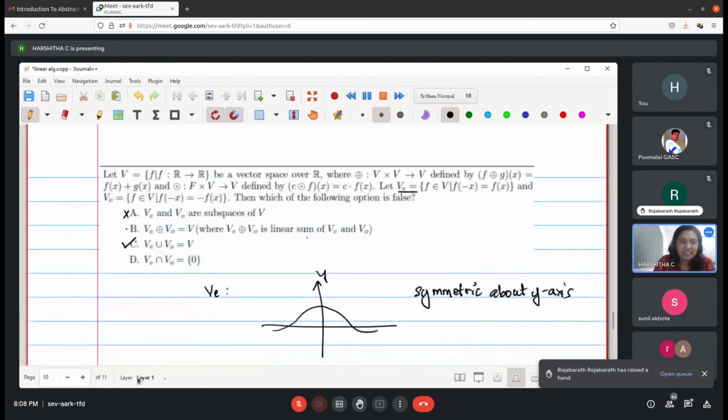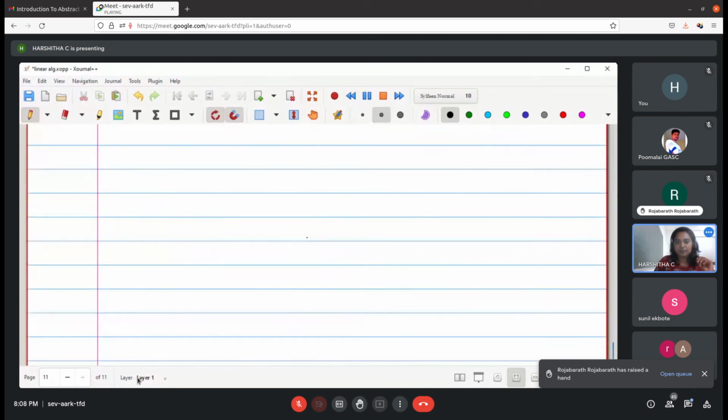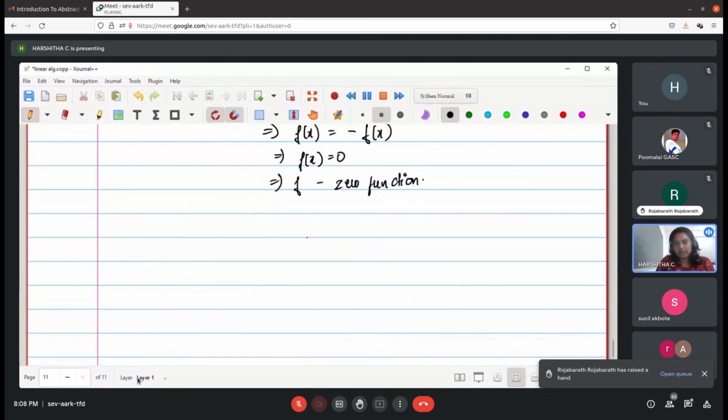I'm way beyond time. So just this one thing. It says VE sum VO is V. Just a subtle difference between option B and option C. In option C, we are saying that every function is either an even function or an odd function. But option B is saying, can every function be written as a sum of an even function and an odd function? That is the subtle difference.